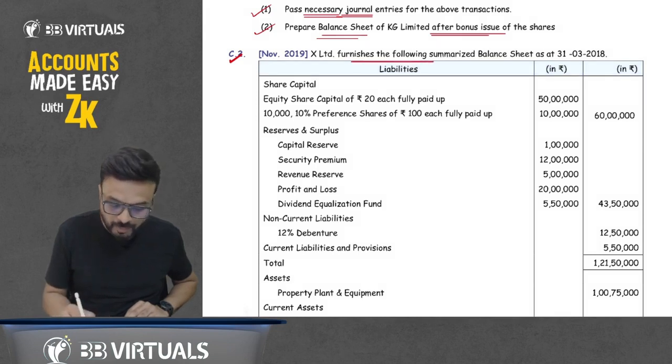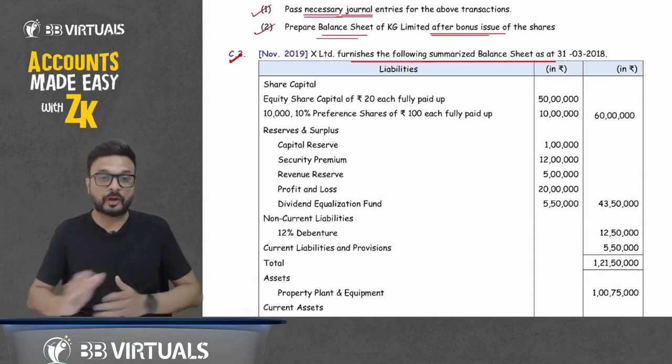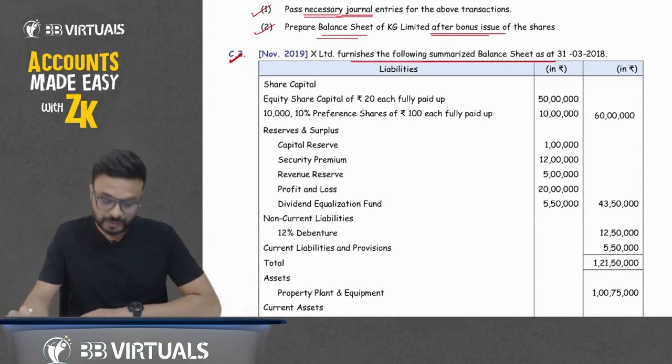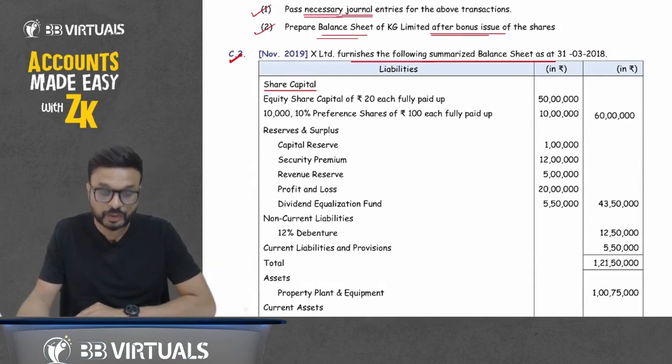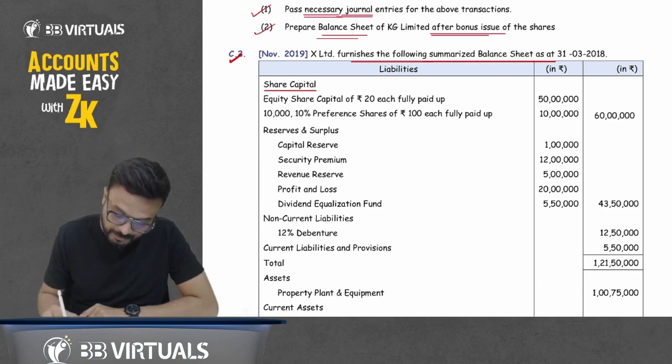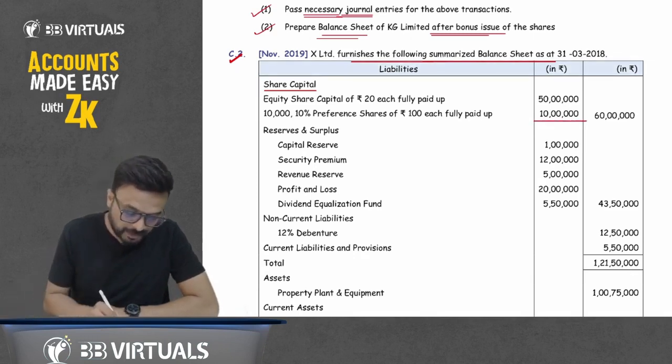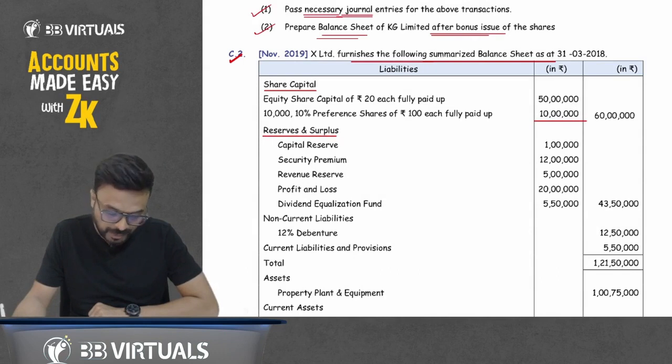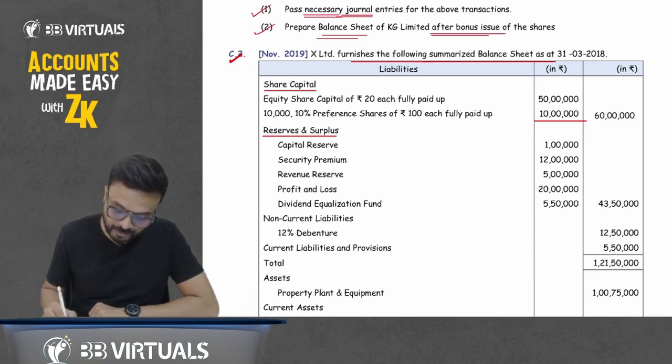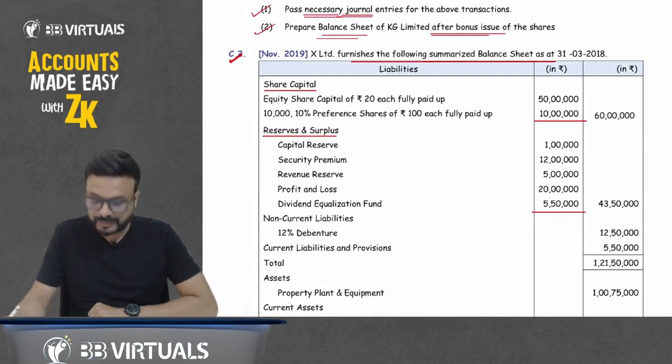X Limited furnished the following summarized balance sheet as at 31st of March 2018. Share capital: equity share capital of rupees 20 each, fully paid up, 50 lakhs; 10,000 10% preference shares of rupees 100 each, fully paid up, 10 lakhs. Reserve and surplus: capital reserve 1 lakh, securities premium 12 lakhs, revenue reserve 5 lakh, profit and loss account 20 lakh, dividend equalization fund 5,50,000. Total of reserve and surplus 43,50,000.